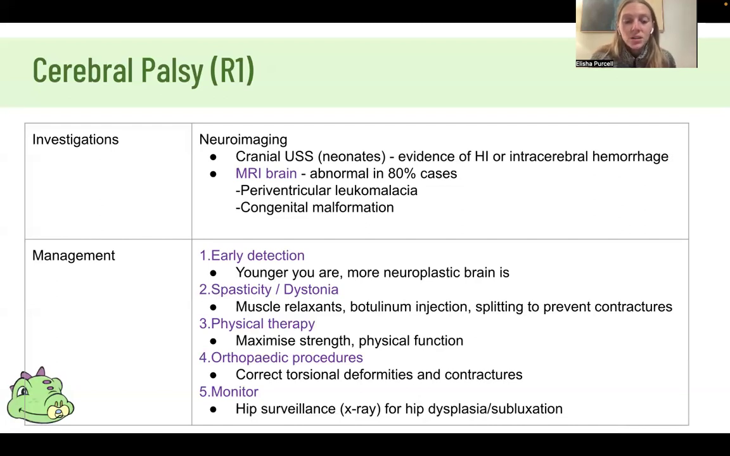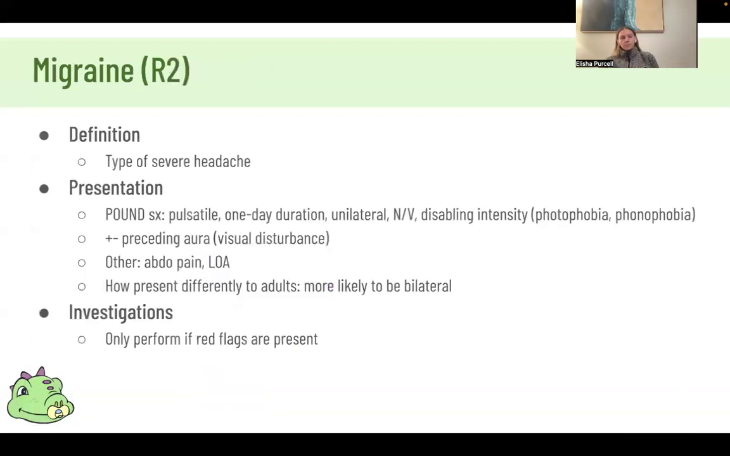Fourthly, orthopedic procedures. This is a plus minus to correct any torsional deformities or contractures. And finally, is monitoring. It's really important that you monitor them with a hip X-ray or ultrasound for any hip dysplasia or subluxation as the child grows up.